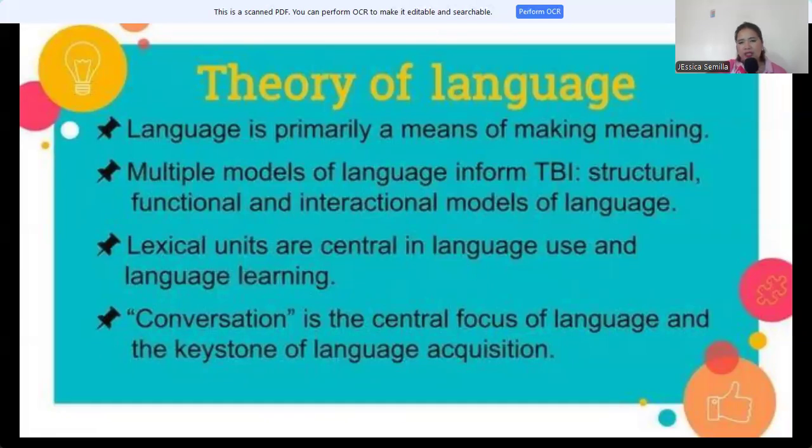The difference is that the communicative language teaching approach and this one actually have similarities, but the focus in CLT is that they really need to have communicative competence. On the other hand, the task-based instruction or task-based approach is also leading to communicative competence. However, here the central focus of language is conversation. And therefore, lexical units are also central in language use and language learning.